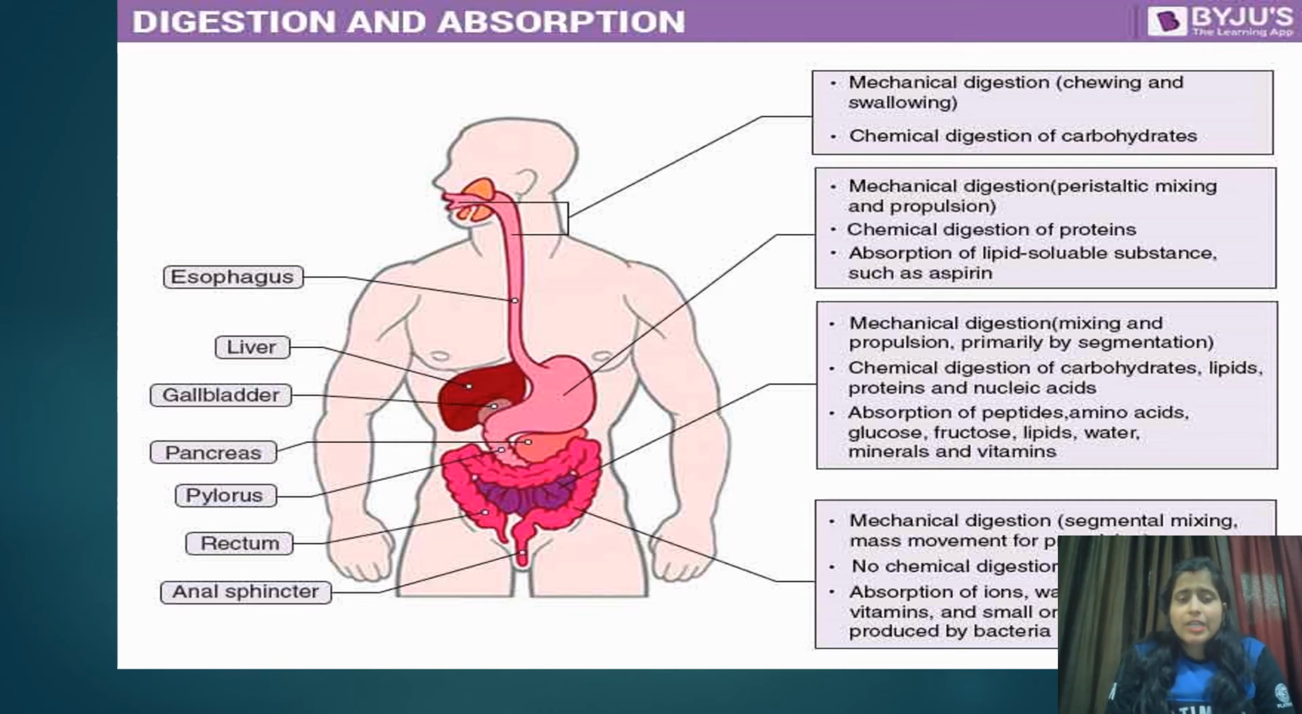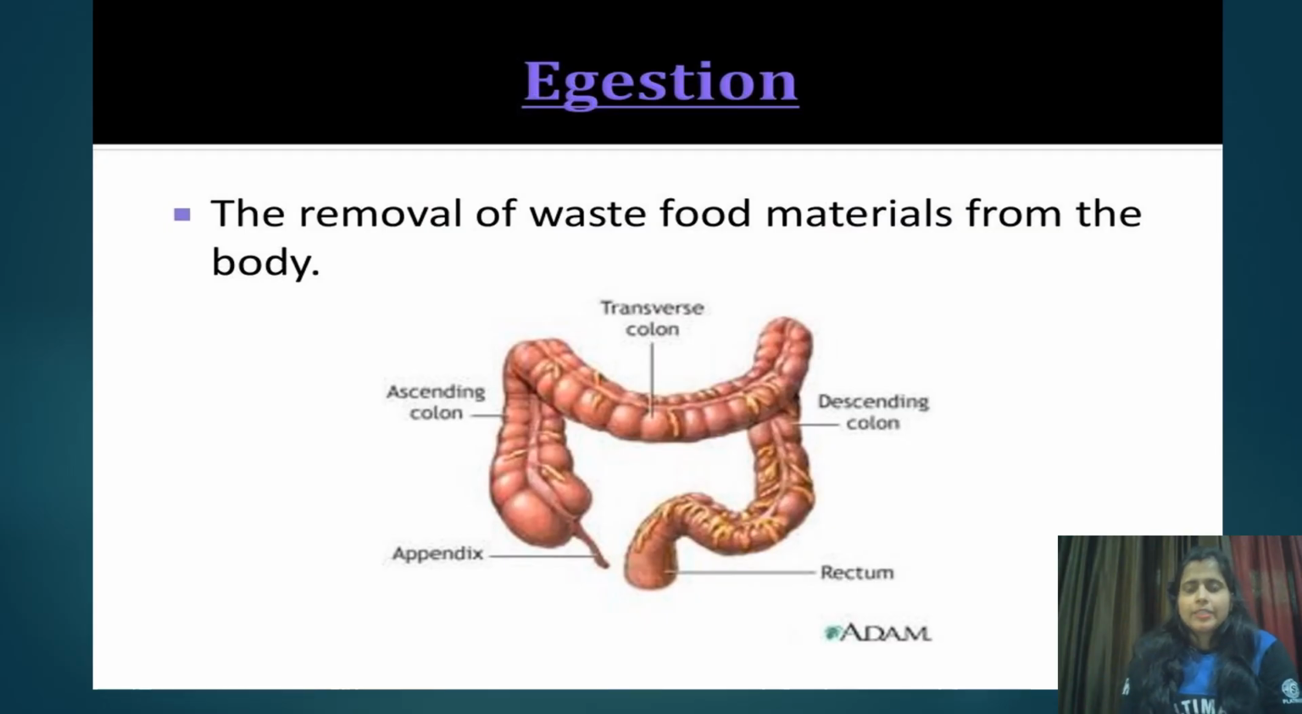Then we have the large intestine, and then finally the rectum and anus, which are responsible for defecation. Then egestion: egestion is the removal of waste food particles from our body, that is, defecating the waste from our body. The structures responsible are the large intestine, rectum and anus. The large intestine, as you all know, is divided into the ascending colon, transverse colon, descending colon, and then the rectum and finally the anus, and hence the removal of waste particles from our body.